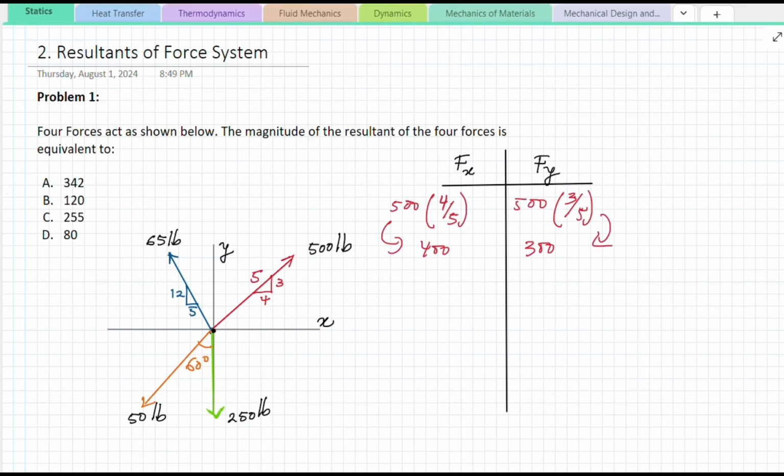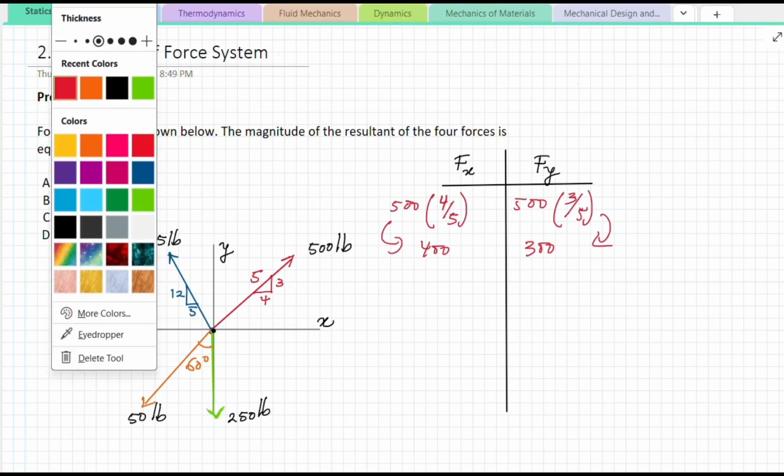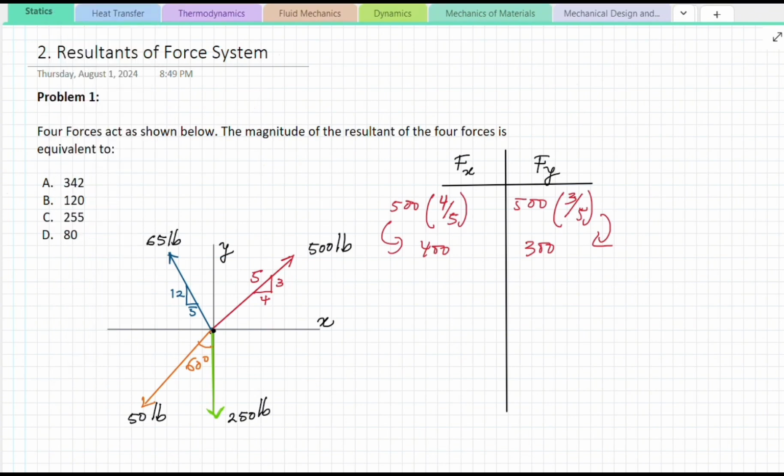Okay, moving on to the next force. Let's do the 65 pound. Same thing is happening here. We have a 5, 12, 13 triangle, so right off the bat, we know that the hypotenuse will be equal to 13. But once again, if you want to double-check your value, you can always use the Pythagorean theorem. We're going to break it down the same way we did for the 500 pound force. So right here, 65 pounds, we have the 5 here, and then 12 and 13 here.